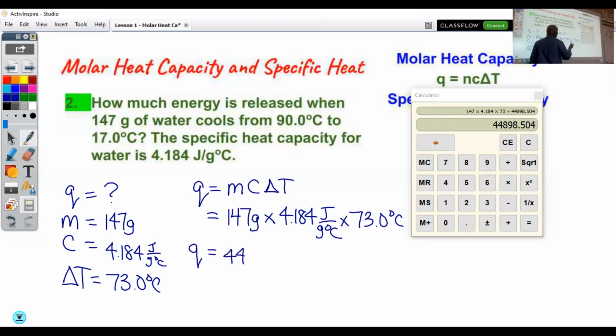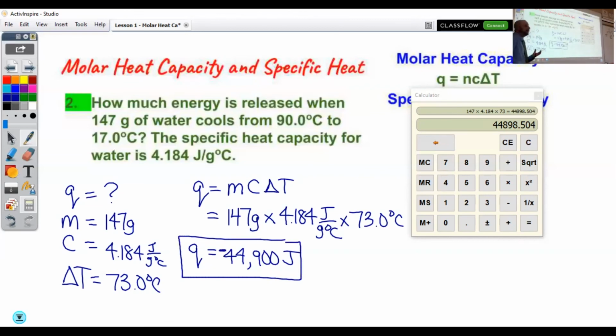Now, again, a very large answer for Q. So 44,000. We're going to keep just 3 significant figures. So I'm going to round that to 44,900 joules. However, because the temperature is going down, because energy is being released as a result of this change, we have to include a negative sign here. So our final answer is negative 44,900 joules. Negative again, because energy is being released. We know energy is being released because our temperature is coming down.